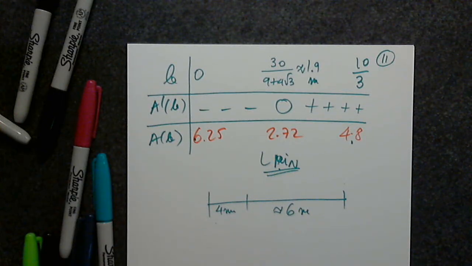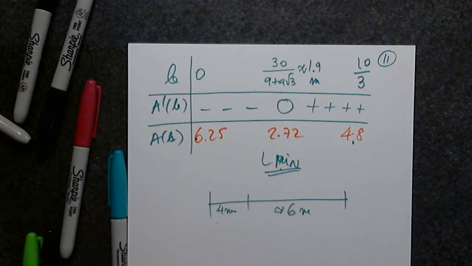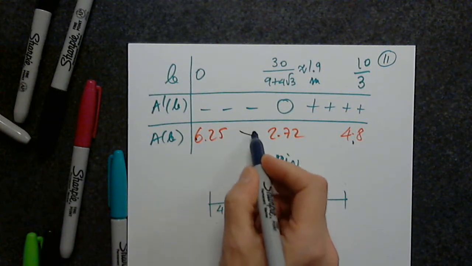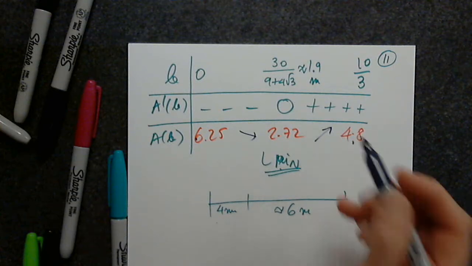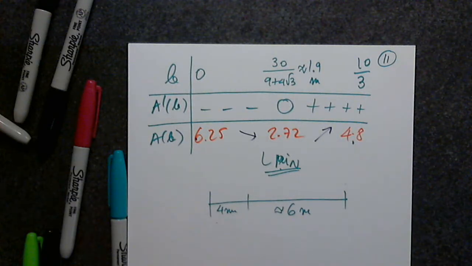Be careful, because you have to study the sign of the derivative. If I hadn't done that and plugged in numbers, I would not have known. So from 6.25 it is indeed decreasing, and from 2.72 it is indeed increasing. See how everything fits together. Okay.